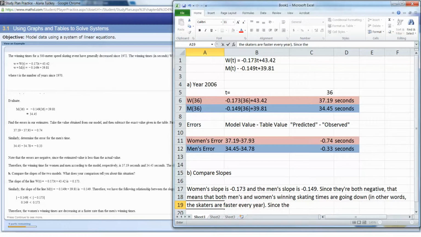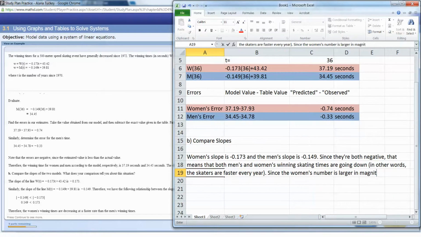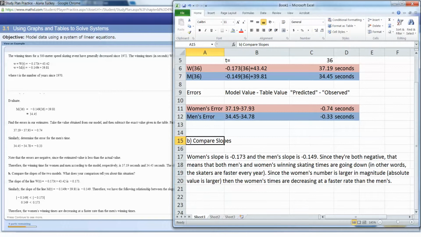Since the women's number is larger in magnitude, and what that means is the absolute value is larger. Oops, my dog is barking. 1 second. There we go. Since the women's times, the number is bigger in magnitude, that means you take the absolute value, and it's bigger, right? The absolute value of the number is larger. Then the women's times are decreasing at a faster rate than the men's. Right? Okay, done with that piece.